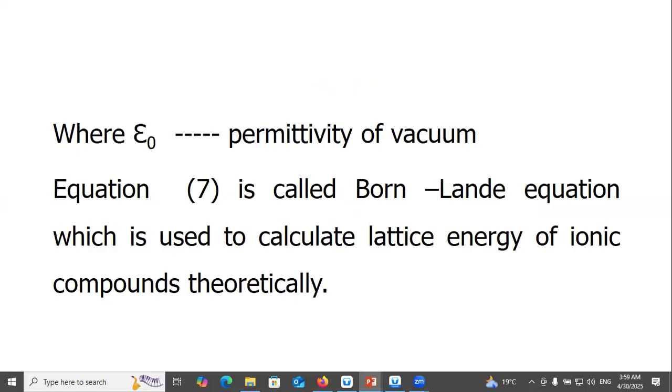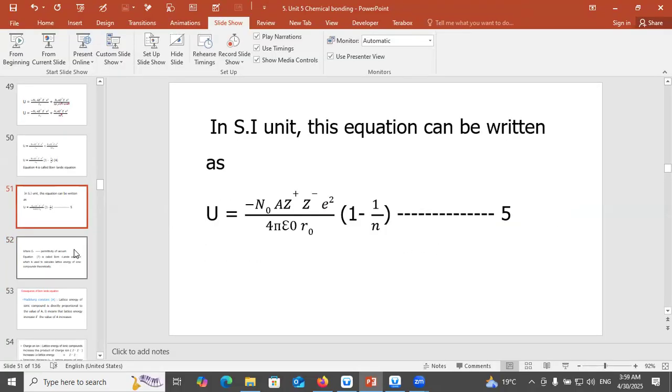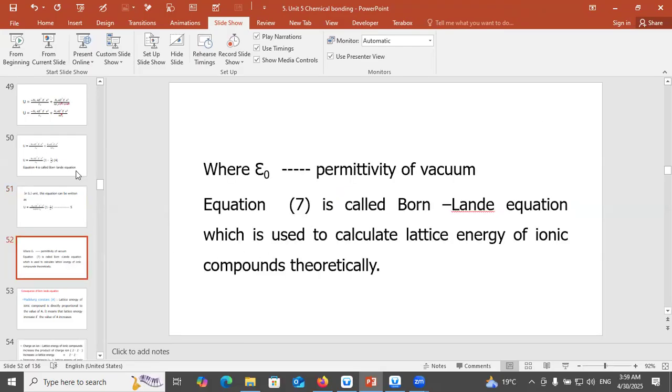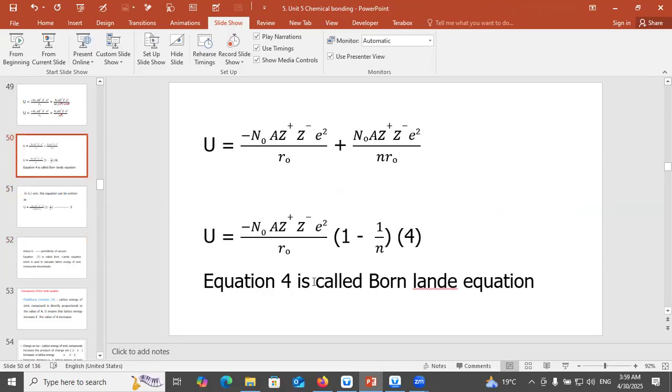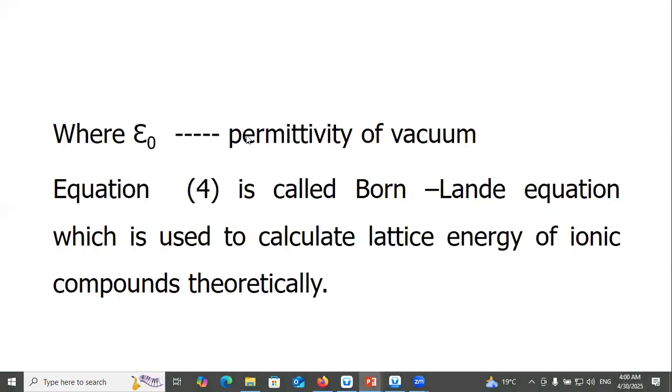Where ε0 is the permittivity of vacuum. Equation 4 is called the Born-Landé equation, which is used to calculate the lattice energy of ionic compounds theoretically.